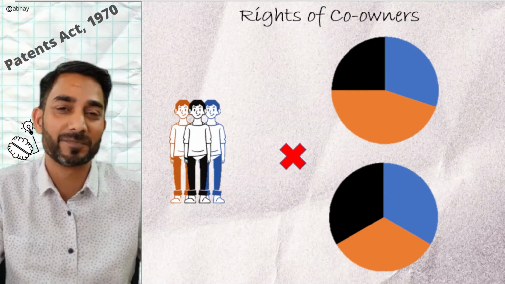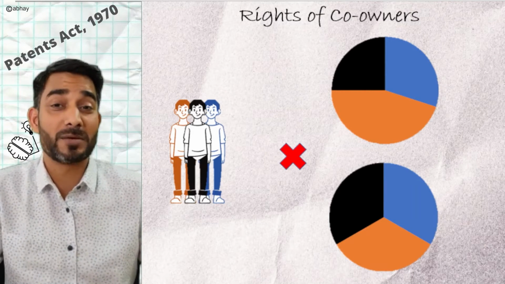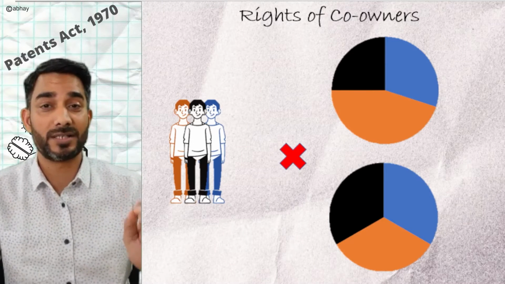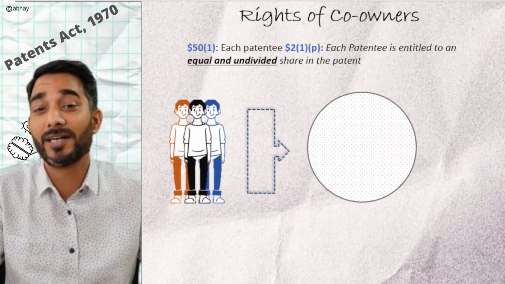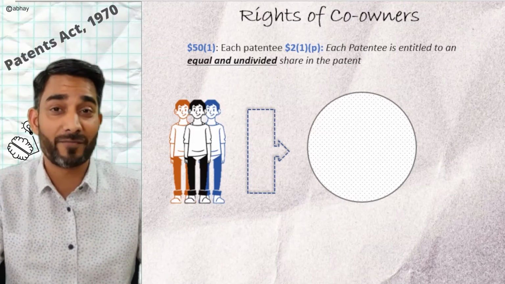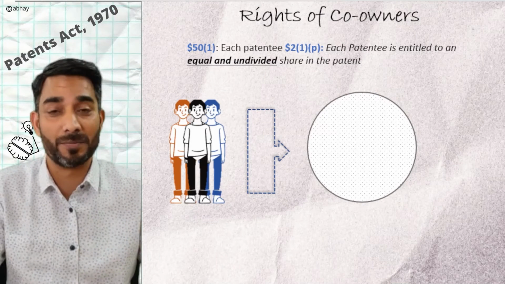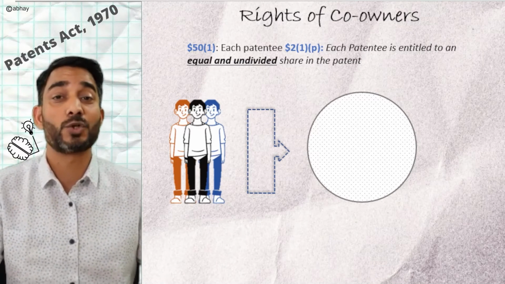Unfortunately, no, if your answer was second. Because you are missing out on one important key requirement from Section 50, which was equal and undivided share in the patent. Therefore, there is no division of the patent itself. There is no division of the right. They have the right as if it was granted to only them.